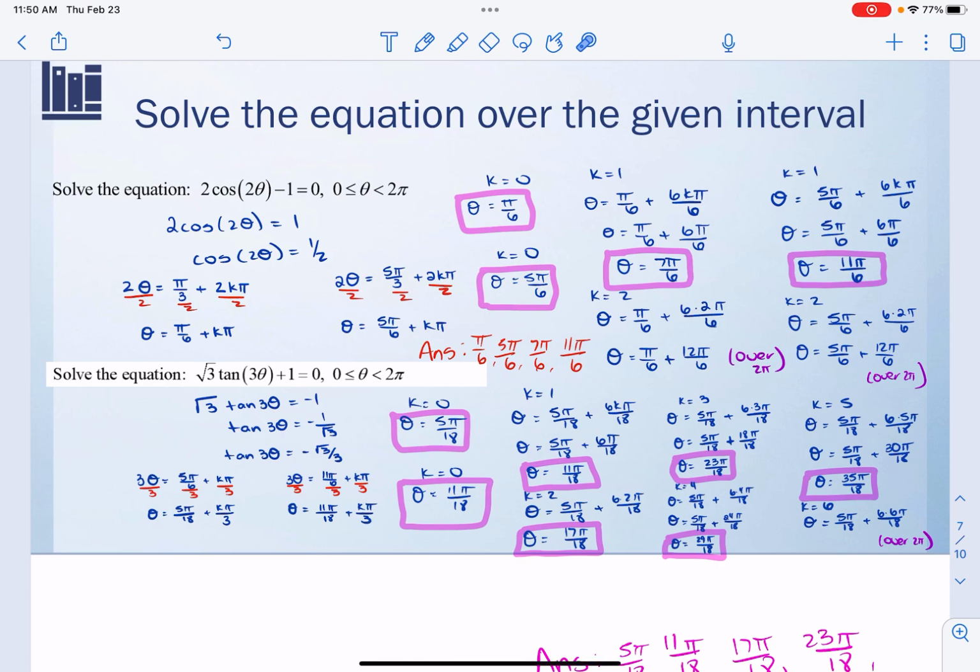Now, we're going to start with k is equal to 0 for both of them. So here, if k is 0, it would give us 5 pi over 18, and 0 here would be 11 pi over 18. So we're going to start with the first equation.